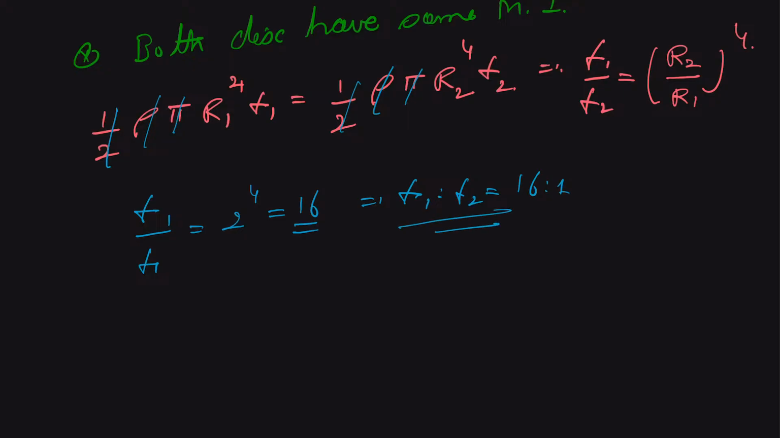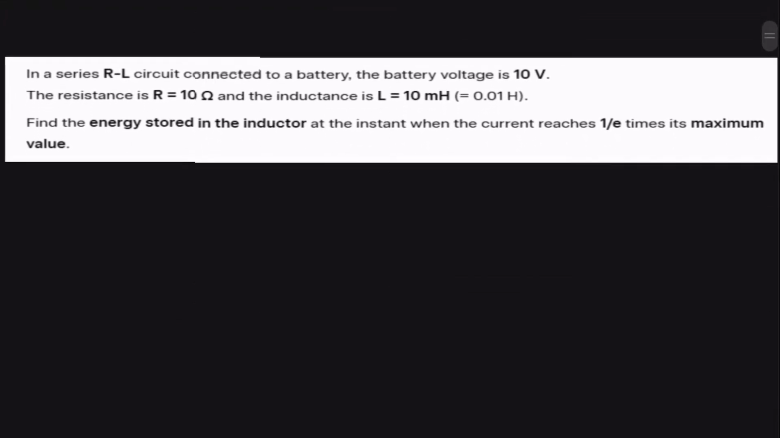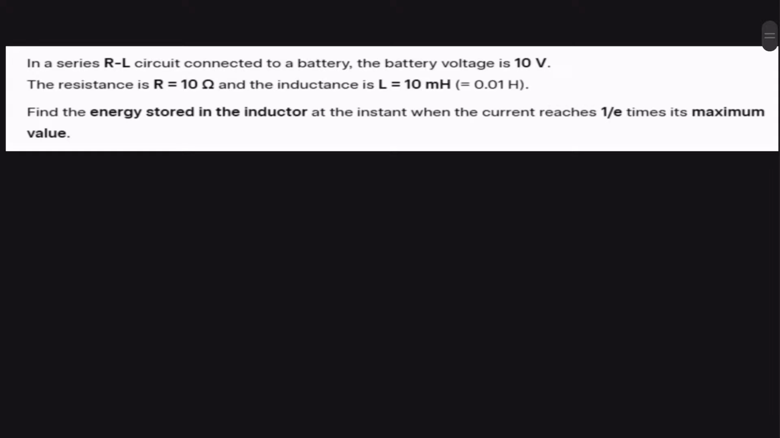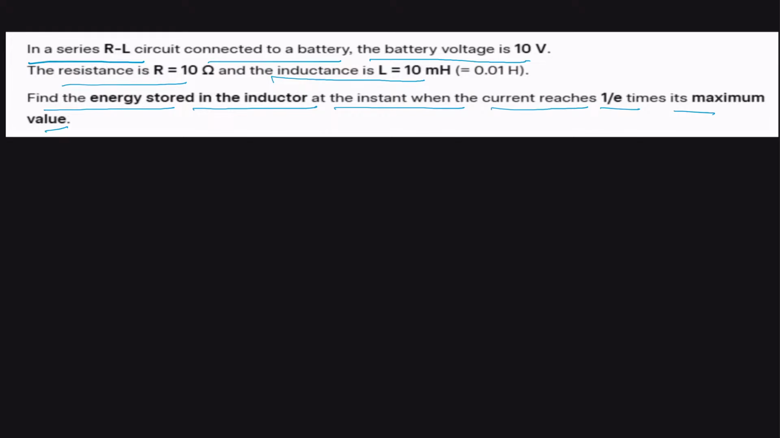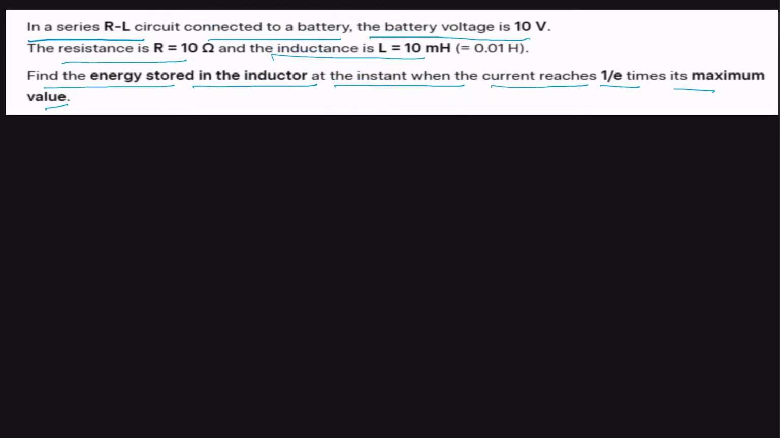That was our first question. And second question, it states that in a series RL circuit connected to a battery, the battery voltage is 10 volt, the resistance R is 10 ohm and the inductance is 10 millihenry. Find the energy stored in the inductor at the instant when the current reaches 1 upon e times the maximum value of the current. So we have a series combination of R and L.